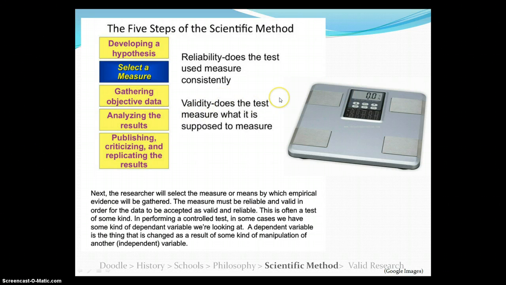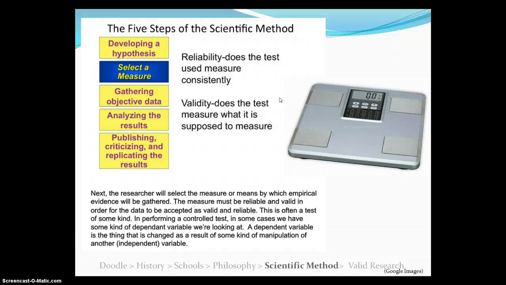Validity is different, and sometimes it's harder for students to comprehend. It's basically, does the test or does the measure actually measure what it is supposed to? And so those of you who are continuing on in social science, it's really important to understand the difference between these two things. And for the test as well, these are important concepts to understand.